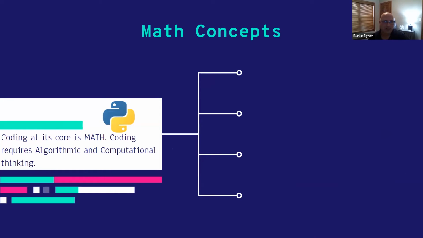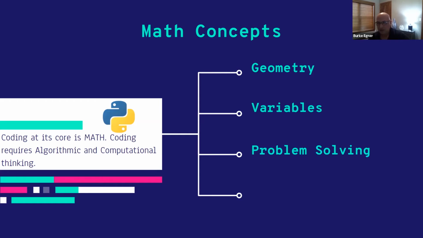When we're looking at Python, coding at its core is a math concept. It requires algorithmic and computational thinking. So when you're teaching math, I'm going to show you tonight how we can use Python to do geometry, how we can use Python to talk about what variables are. We can use it for problem solving, giving students something they need to create a solution for. And we can also use it to demonstrate algorithms.